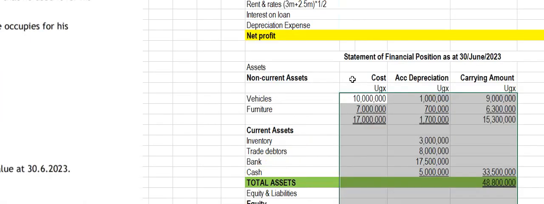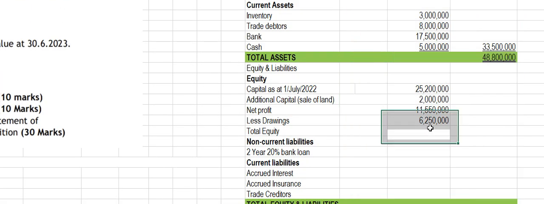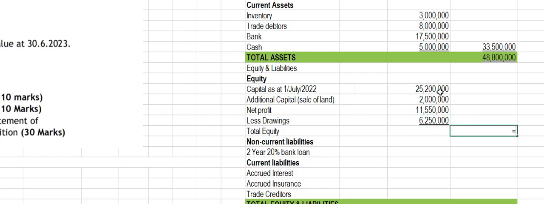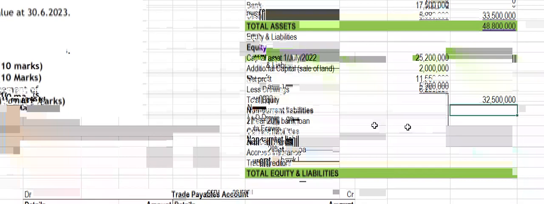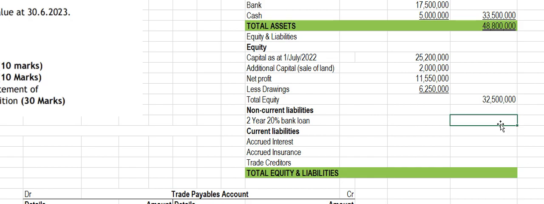So what will be the total equity? Let's try to find the total equity of John as at the end of the year. That will be the capital at the start plus the additional capital plus the net profit, then minus the drawings that we have made, and that capital is 32,500,000. The 20% bank loan, that is 10 millions.